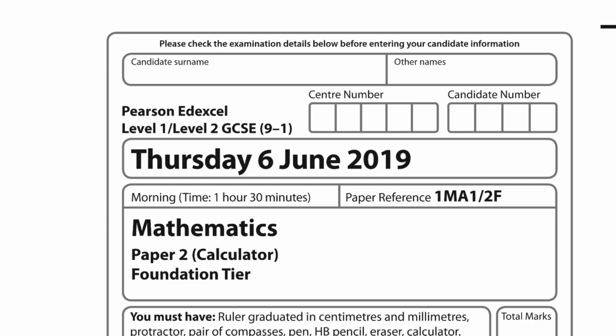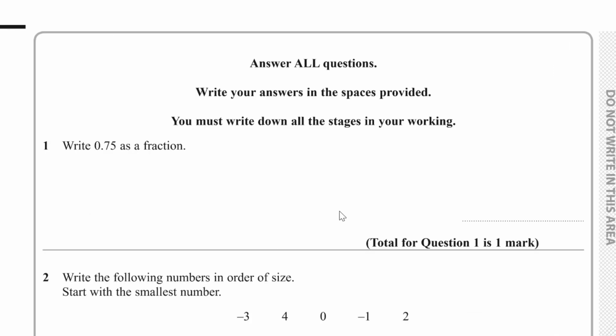Hi guys, this is the EdExcel GCSE 9-1 Maths paper 2 from the foundation tier, and it's from the June 2019 series, and it's a calculator paper. Question 1, we have to write down 0.75 as a fraction.